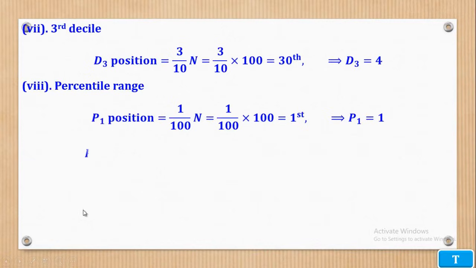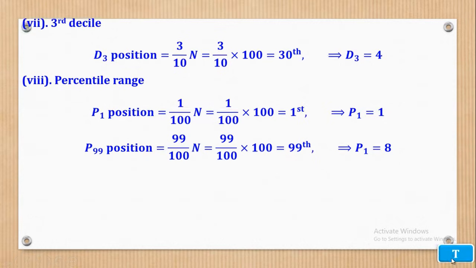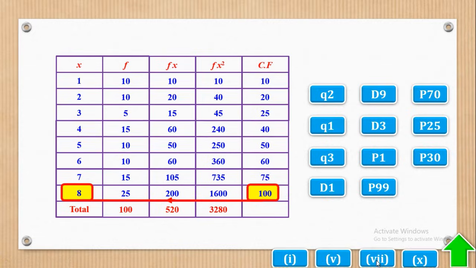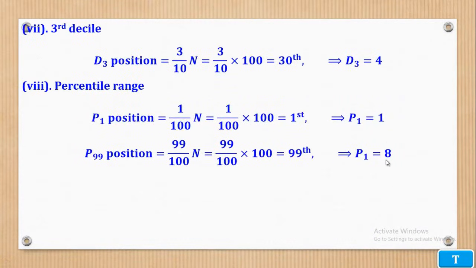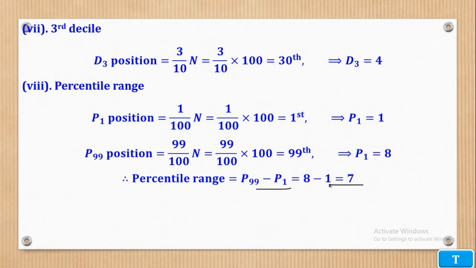What about P99? So P99 position is 99. So that we shall come and look for 99 in our cumulative frequency column. And 99 will be enclosed in this because before it is 75, which is smaller than 99. And the corresponding value of x is 8, meaning that P99 is 8. That is why you see 8 here. The next is the percentile range. So percentile range will be P99 minus P1, which gives you 7 as the answer.